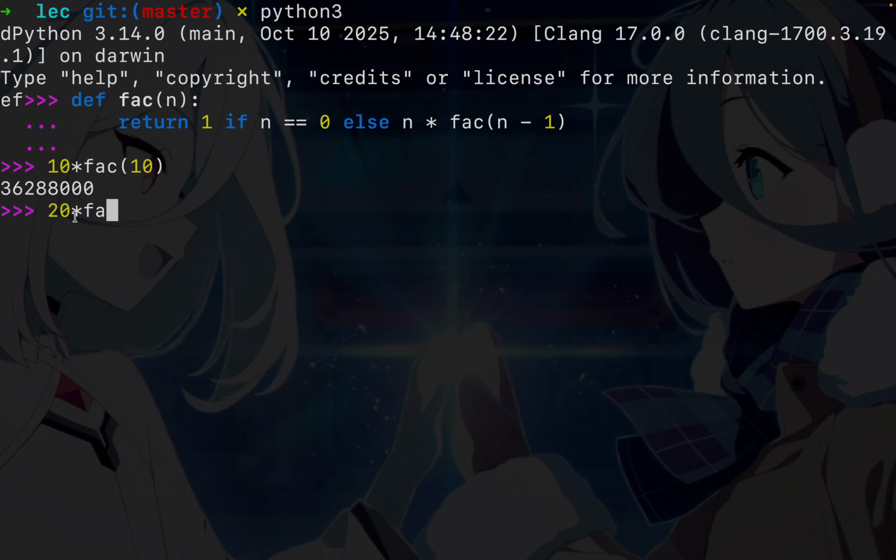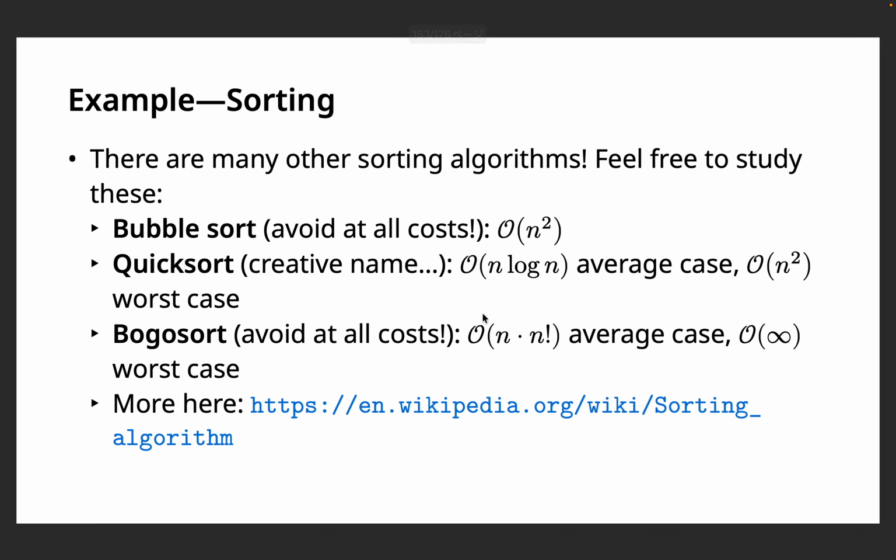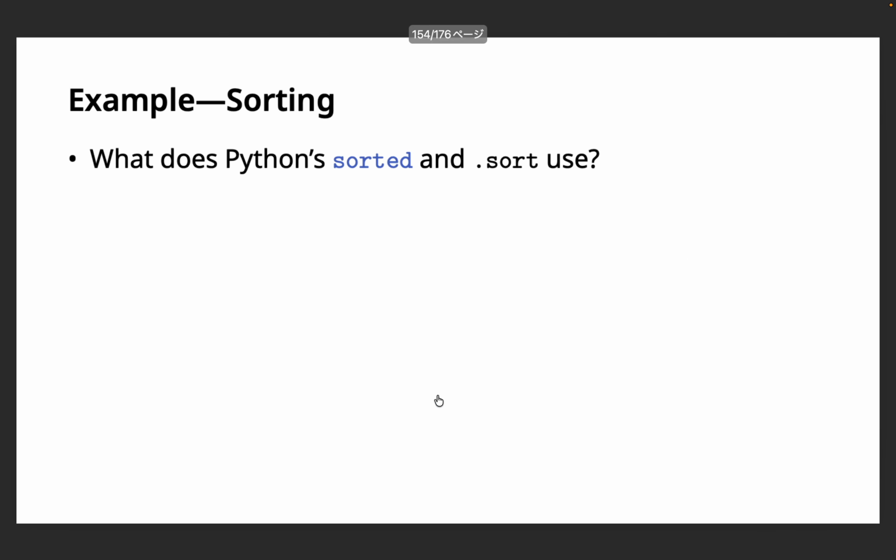If you have 20 times factorial of 20, this is already way too big. So this grows really quickly. So it's bad. And actually, in the worst case, this takes forever. So don't do this. You can search this up if you want to see what it actually does. But don't use it if you actually want to sort something. Okay, so you can see more of these sorting algorithms in the Wikipedia page over here.